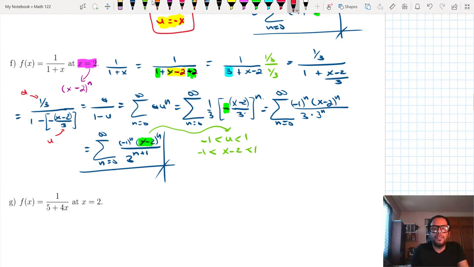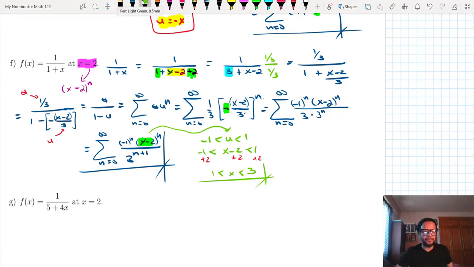We are going to solve this three-sided inequality by adding 2 to all three sides. Okay? So the inequality becomes 1 less than x less than 3. So that is the interval of convergence for this series.